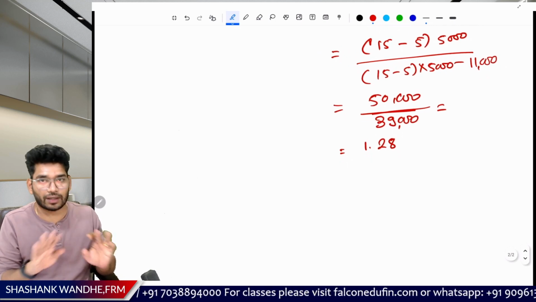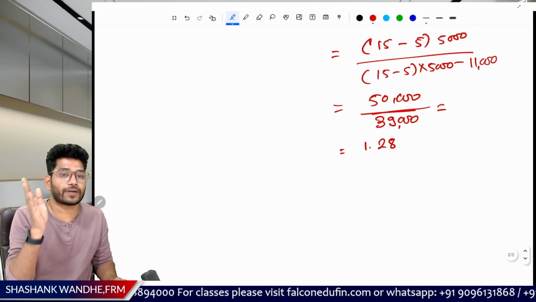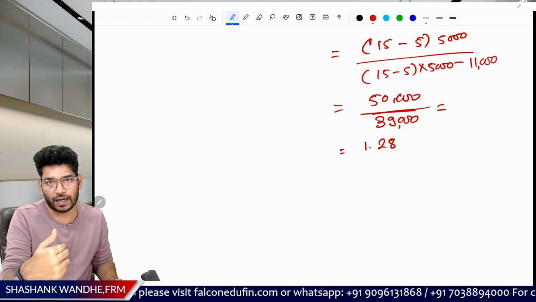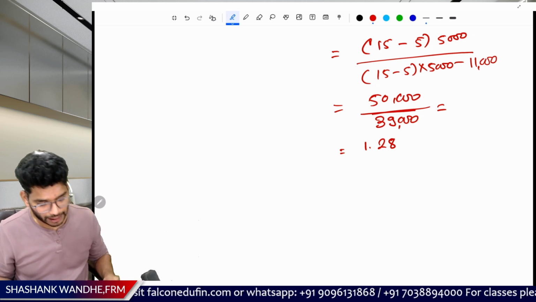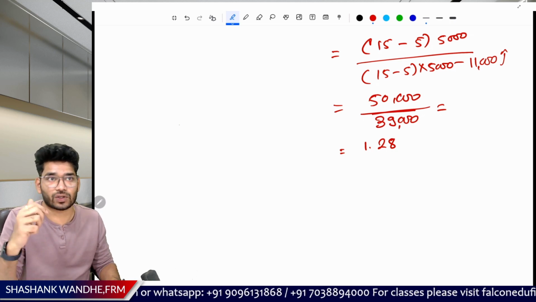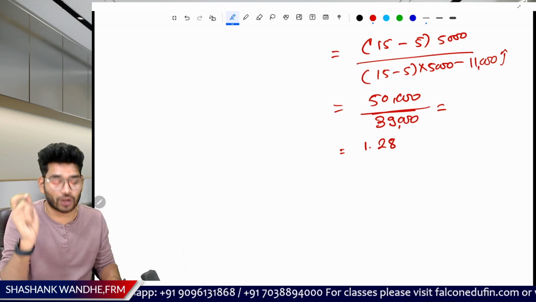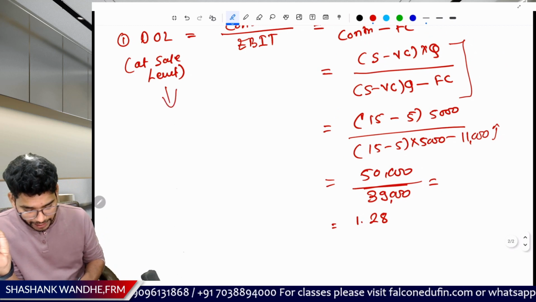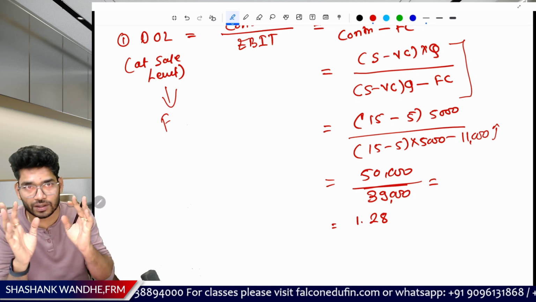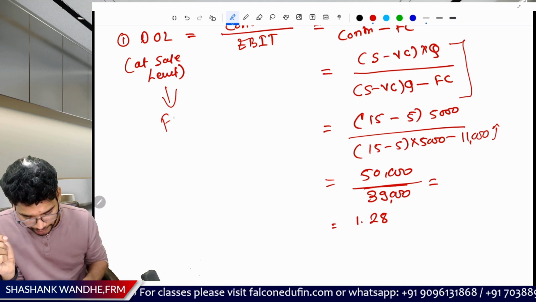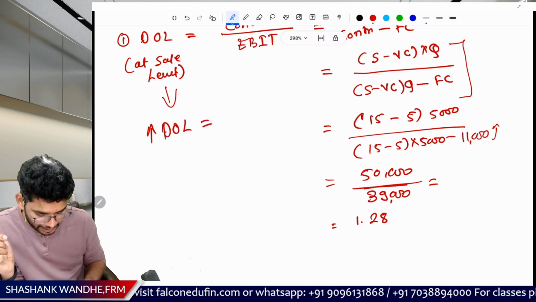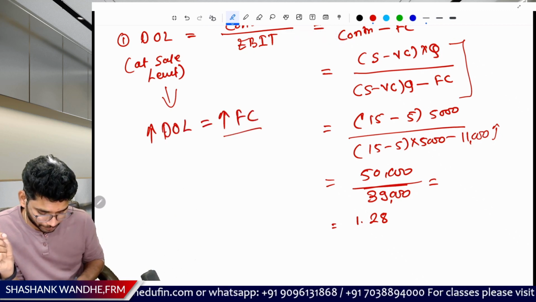Okay, but in normal circumstances, if your firm is able to generate profits, the lowest your degree of operating leverage can go is 1. Okay, that's the lowest value. And if you keep increasing the fixed cost, your degree of operating leverage will increase. So higher degree of operating leverage means higher fixed cost. This is a statement to remember. Higher DOL means higher operating fixed cost, please remember.